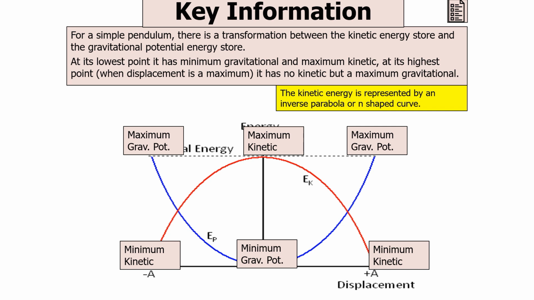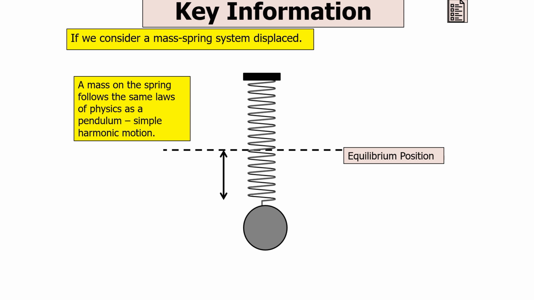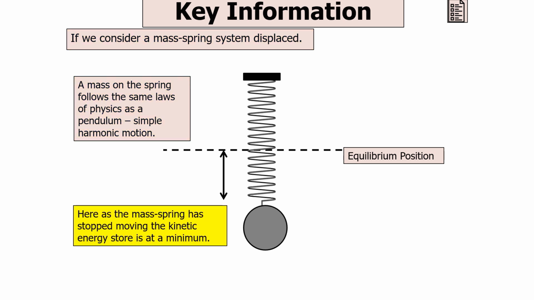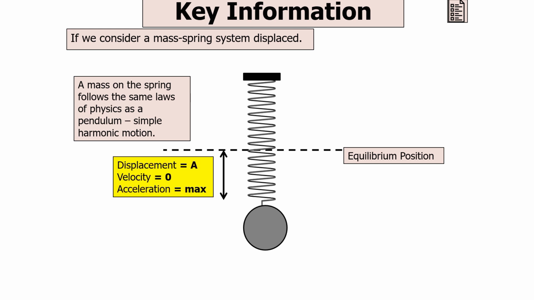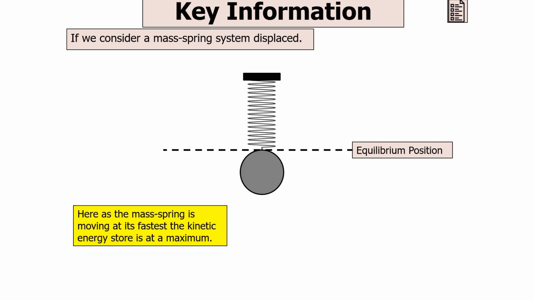Now we could also consider a mass spring system displaced. So a mass on a spring follows the same laws of physics as a pendulum, simple harmonic motion. Now here, as the mass spring has stopped moving, the kinetic energy is a minimum. Now there are two types of potential energy stores in this system, the gravitational and the elastic. So here, the elastic potential energy store is at a maximum, as it is at its most stretched, and the gravitational potential energy store is at its minimum, as it is at its lowest. Now we know here, the displacement is equal to A, the velocity is equal to 0, and the acceleration is a maximum.